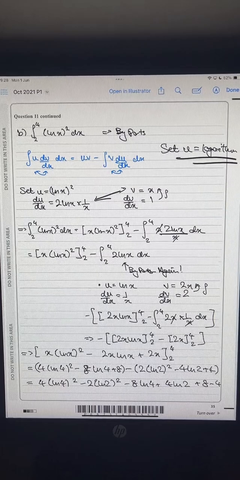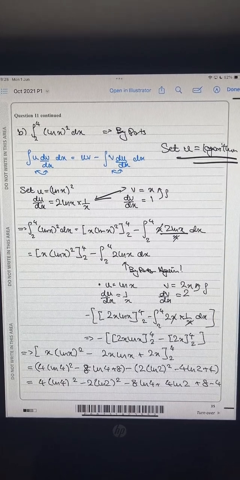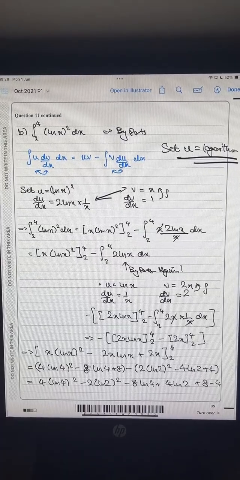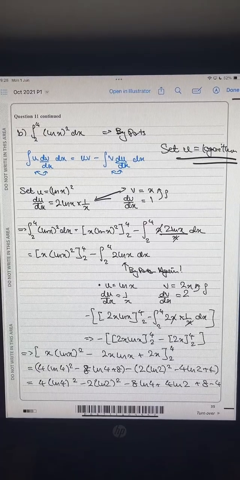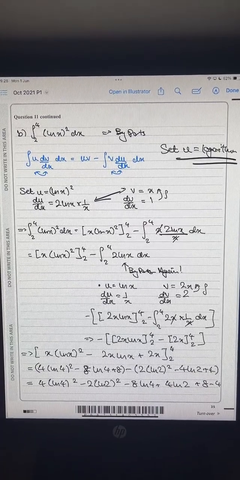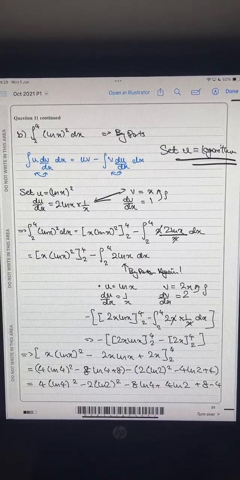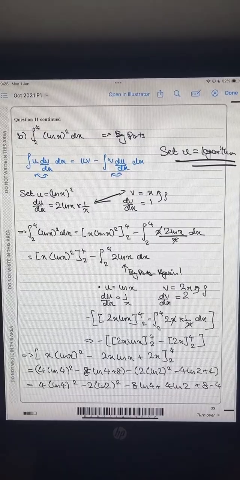Let me just check the chat. Someone is asking, can you do a cyclic integral question? I'm just doing the questions in this paper. I'm not gonna make up my own questions just in case they end up being obnoxious and inaccessible.